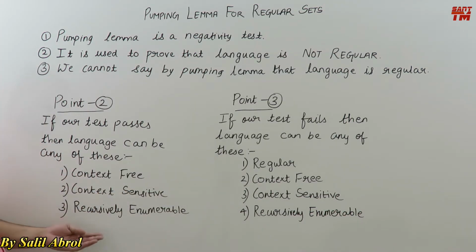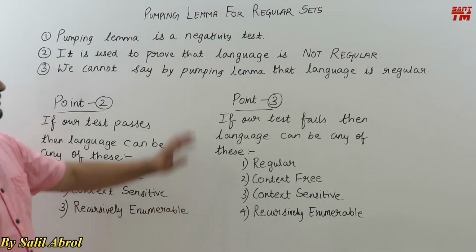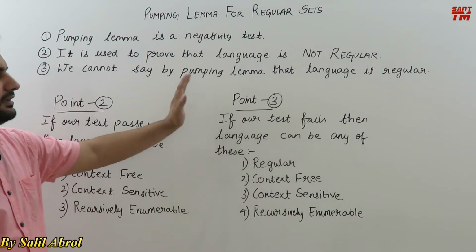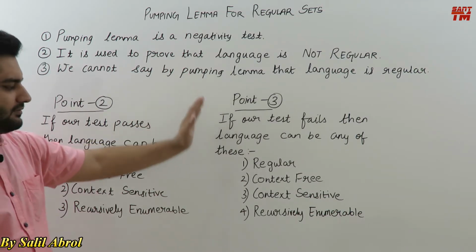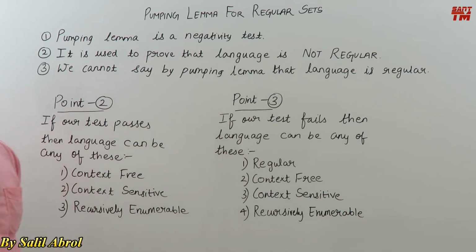That means we are only able to prove that the language is not regular, but we are not able to prove that the language is regular. In the failing part of the test, we say that it can be any one out of the 4 categories. This is the pumping lemma.